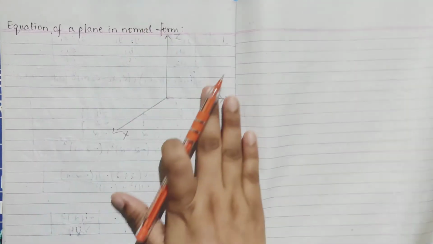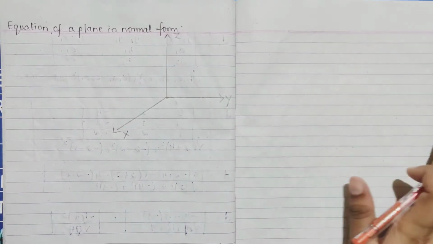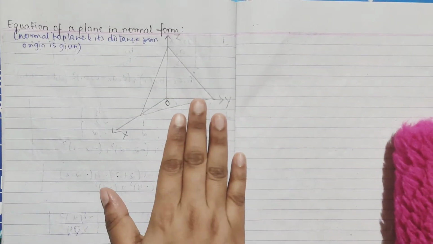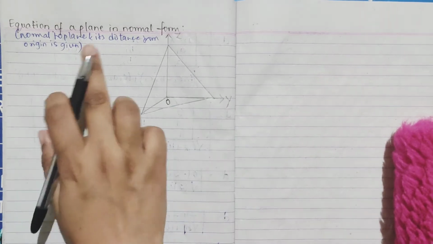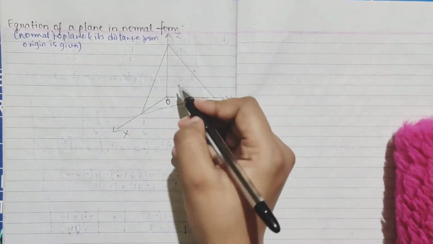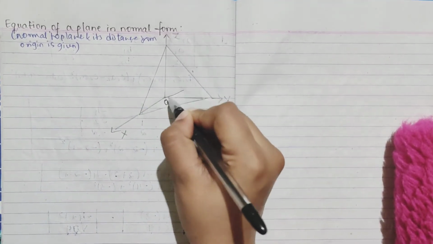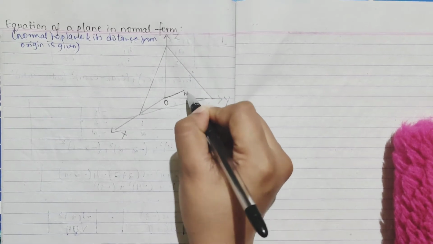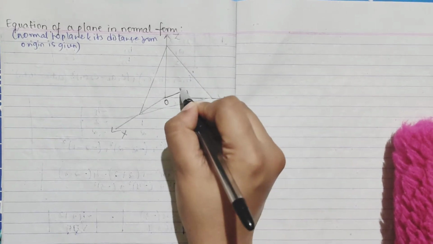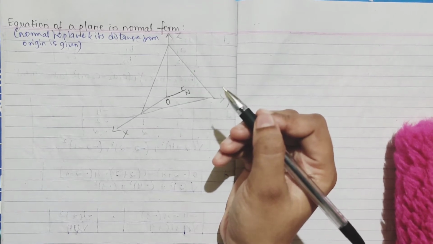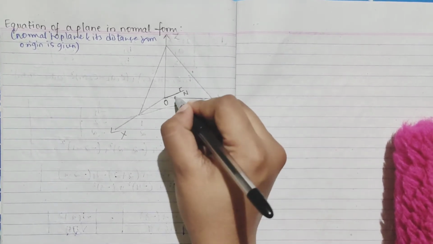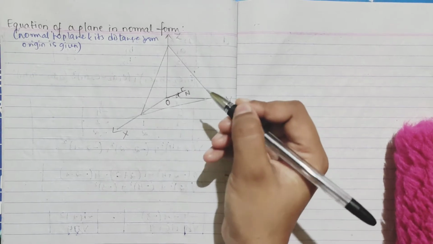So first we will draw a plane. I have just given our x, y, z axes. Consider this is a plane. This is your origin, and they are telling us the normal to the plane and its distance. So we are drawing a normal. Consider this normal, and we take it as ON. It is normal to the plane and its distance from the origin is given. Suppose we take this distance as d.